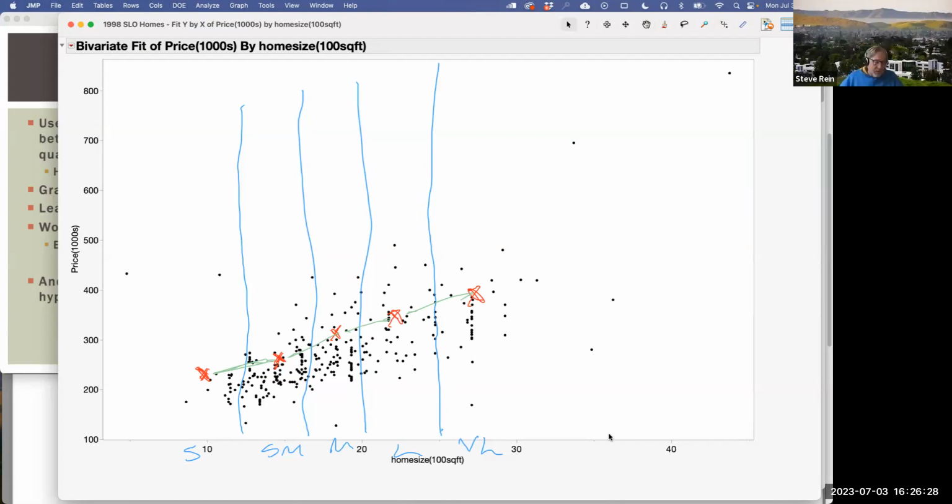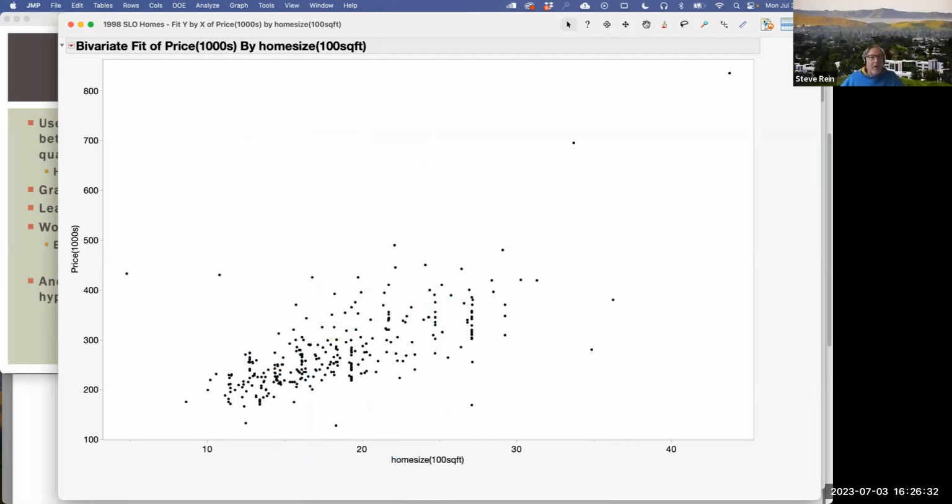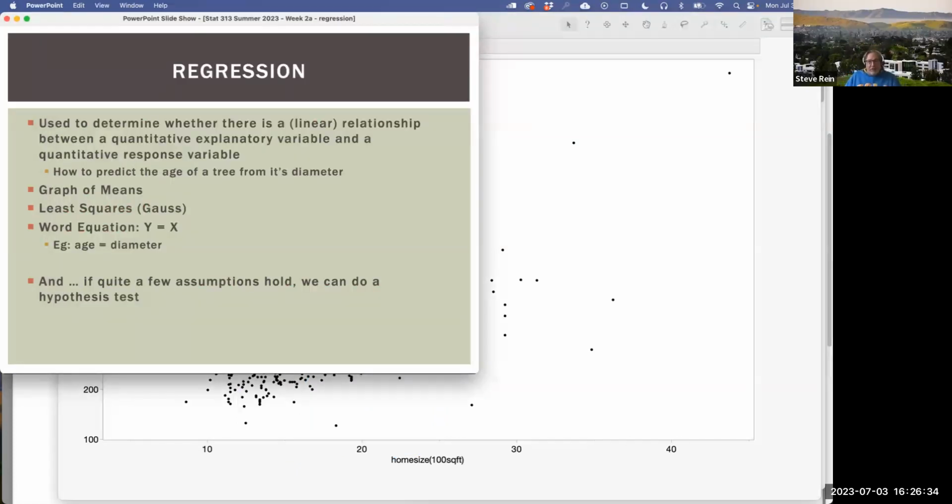Okay, so I'm going to clear that and move forward. So with that graph of averages or graph of means, if it was straight line-ish or linear, we could possibly use the method that we call regression. Let me mention a bit about the history of regression.